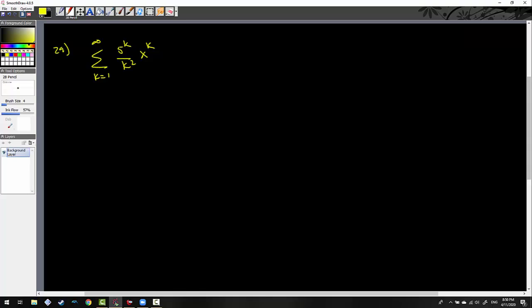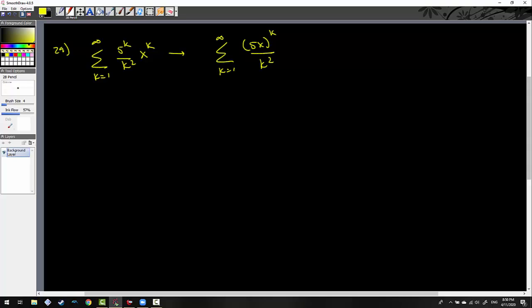All right, let's go and take a look at number 29 here. Now, before we move, I think it might not be a bad idea to rewrite this a little bit. It's a little complicated looking, but this 5 is being raised to the k, and so is this x. And so what I can do is combine them to make a full 5x to the k over k squared.